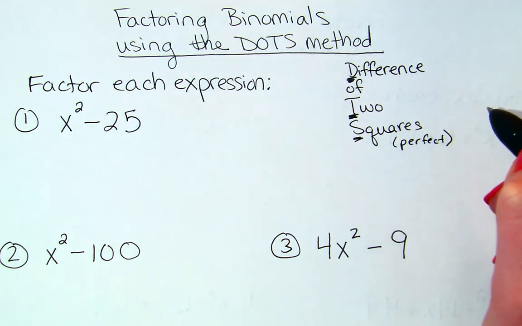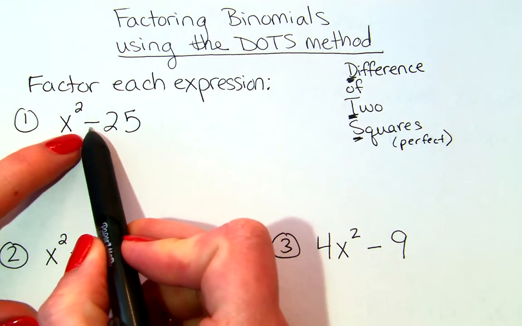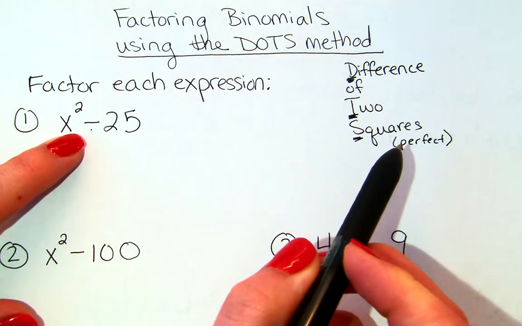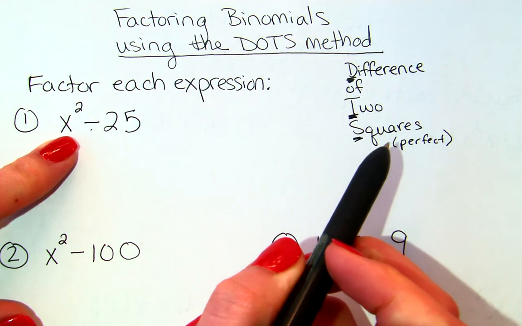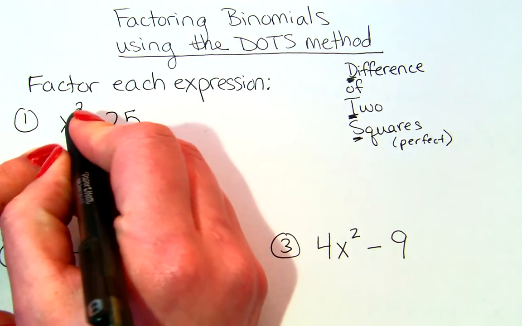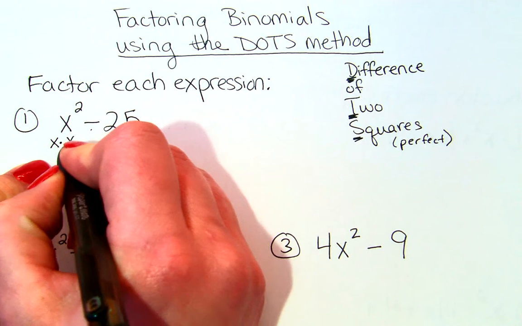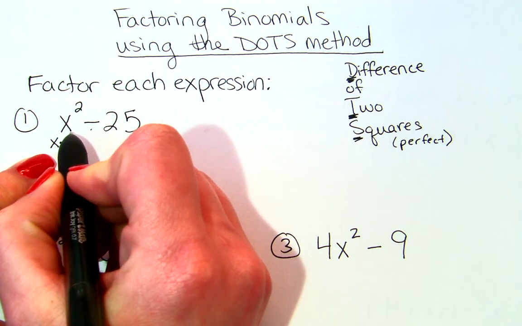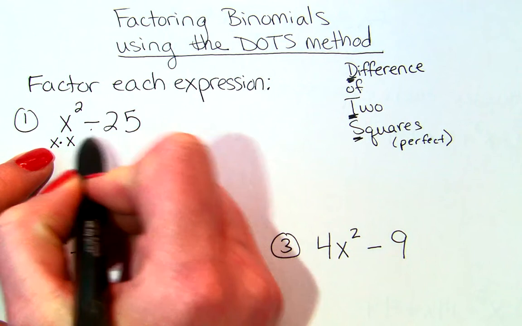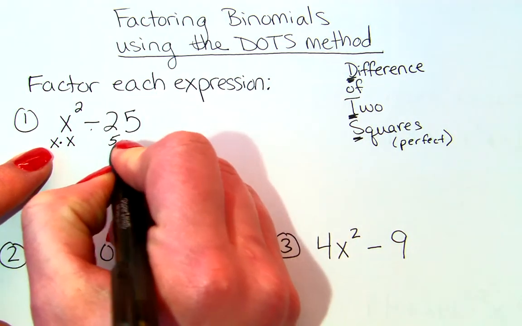Okay, so this is a shortcut method that I can only use if I have a difference, which I have in the first example, two terms, which I have, x squared and 25, and they are both perfect squares. Perfect squares means that you have two identical factors that multiply to get your product. So x squared is a perfect square because its two factors are x times x. 25 is a perfect square because its two factors are 5 times 5.